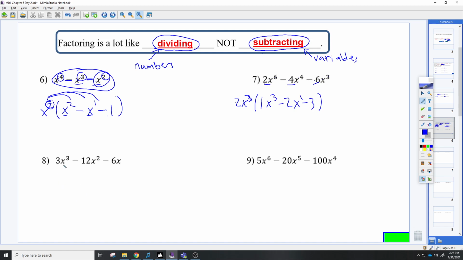All right, number 8. What goes into 3, 12, and 6? That would be 3. What's our lowest exponent? That's just x, x to the first, parenthesis. Now go through and divide and subtract. 3 divided by 3 is 1. 3 minus 1 is 2 x's left. 12 divided by 3 is going to give us our 4. 2 minus 1, 1 x left. And the last one, negative 6 divided by 3, that'd be a minus 2, no x's.